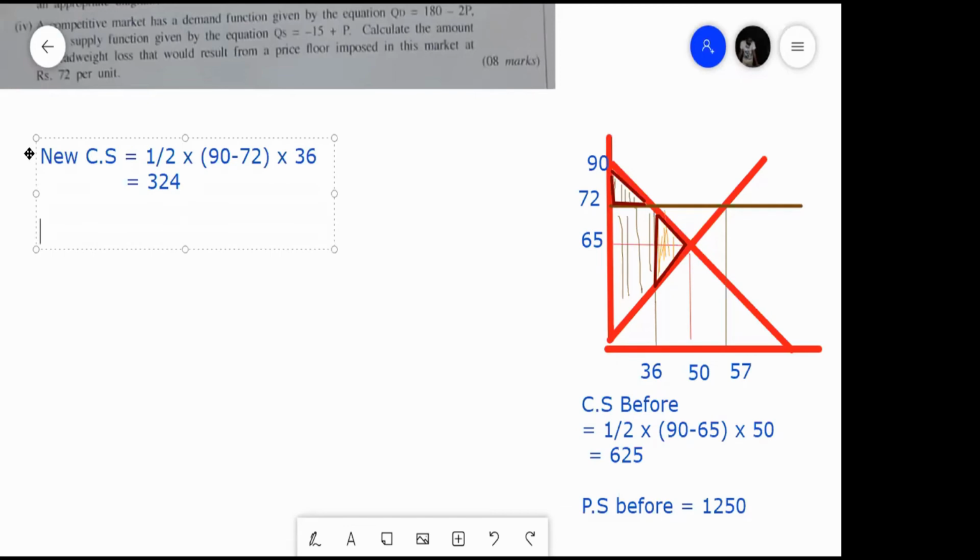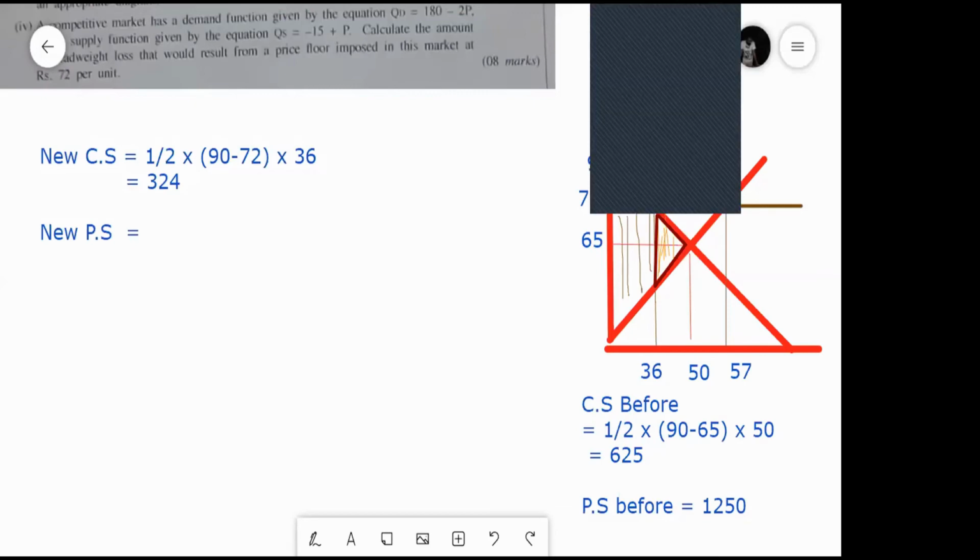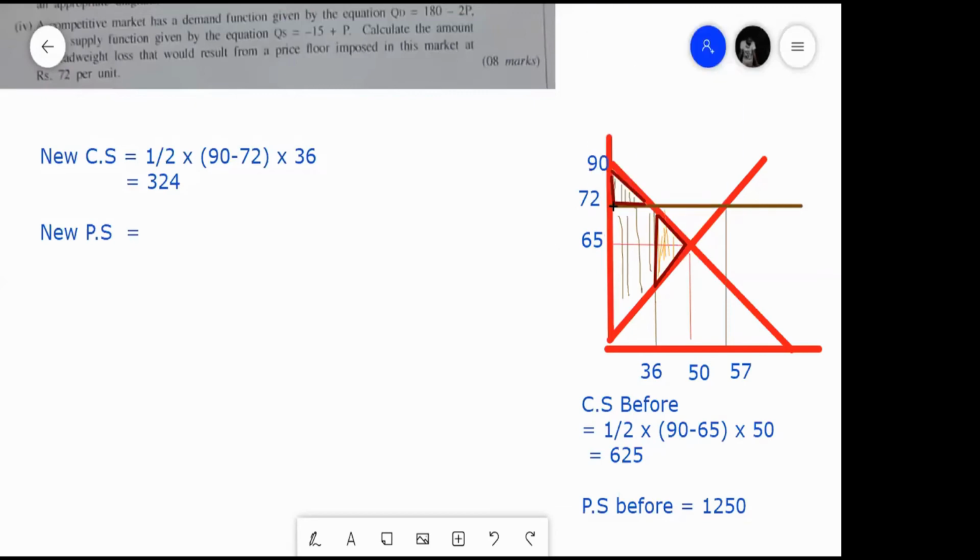Can you find the new producer surplus? New producer surplus, guys, will become this part. Remember, producer surplus, you can take this entire part. Now we are assuming that there is no government purchase, nothing, right? Because they are not told in the question. So this entire part will become producer surplus now. So how do you find the area of this now? Anyone?